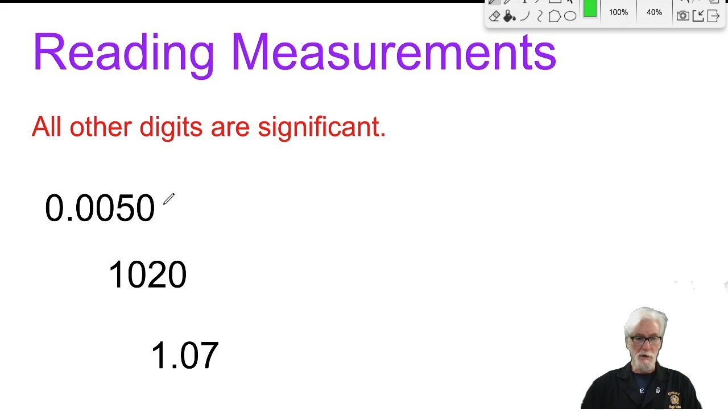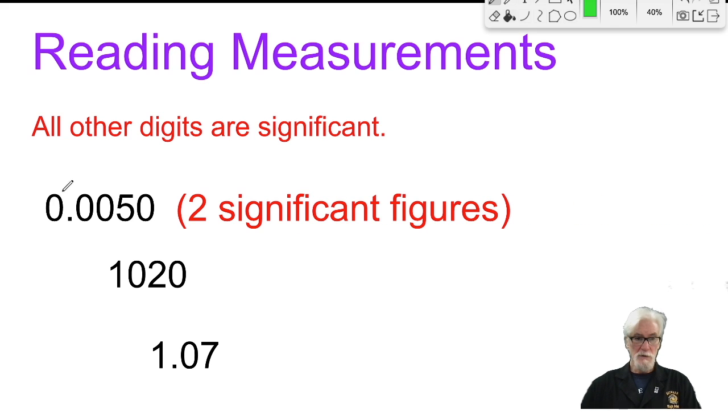So if we look at this number here, we have zeros that come to the left of the first non-zero digit. Those are not going to be significant. So not significant part of the measurement, not significant, not significant. This 5 is going to be significant, and non-zero digits are always significant. And this 0 will be significant.